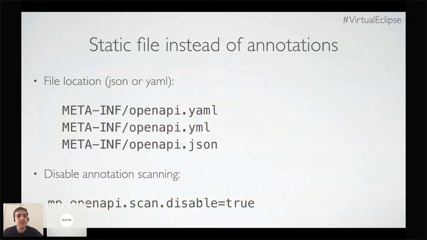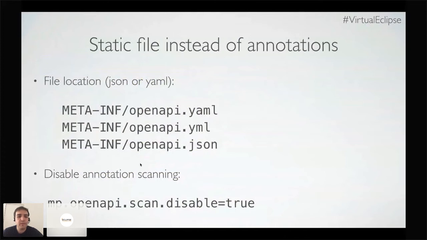And this is the alternative. As an alternative, as I have shown in the demo, you can just take the OpenAPI YAML file as it is served, and then you type all the missing parts, and then you add this file to your meta-inf folder.